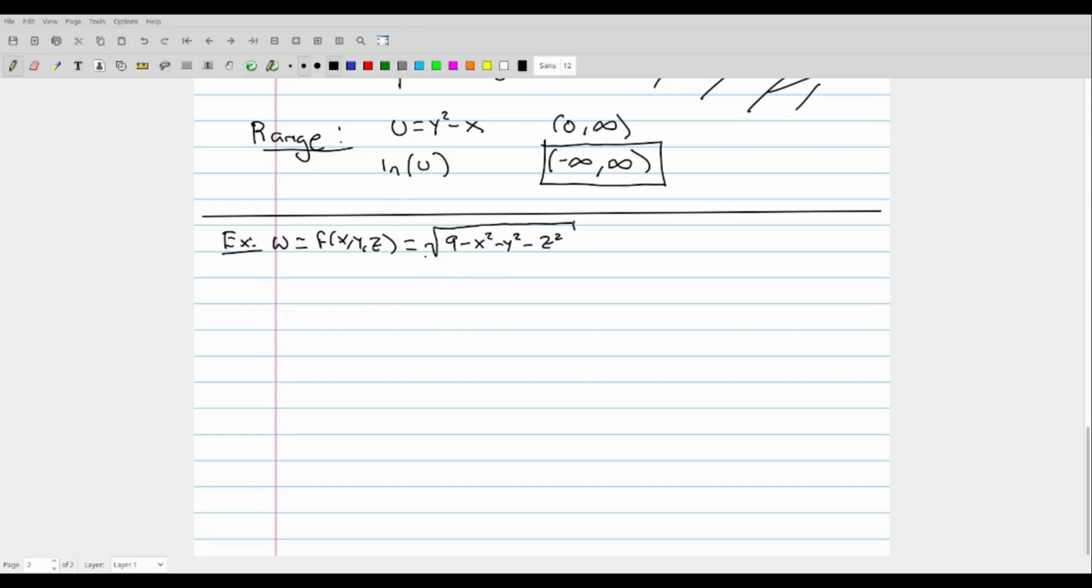So the first thing we see is that this entire term, 9 minus x squared minus y squared minus z squared, always has to be greater than or equal to 0, because we're taking the square root of this term. So because of that, u has to be greater than or equal to 0. Otherwise, you won't be able to take the square root. So our domain restriction for this function is that 9 minus x squared minus y squared minus z squared has to be greater than or equal to 0, which is the same thing as the condition, you add x squared plus y squared plus z squared to both sides, x squared plus y squared plus z squared is less than or equal to 9.